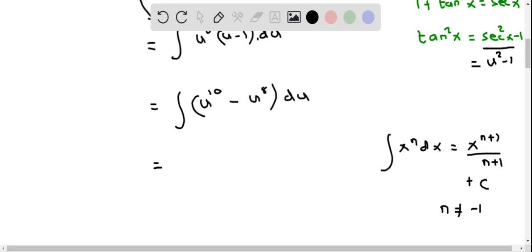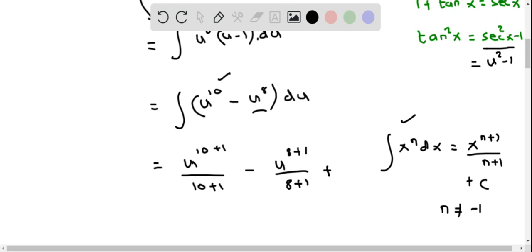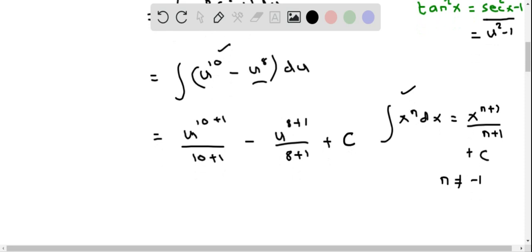So integrating this using this formula, if we integrate u to the power 10, this will be u raised to the power of 10 plus 1 divided by 10 plus 1, minus we integrate this u to the power 8 using this formula. So this is u raised to the power of, here n is 8, so this will be 8 plus 1 divided by 8 plus 1, and then we put the constant of integration c. Now let's simplify this. 10 plus 1 is 11, so it is u to the power 11 divided by 11, minus 8 plus 1 is 9, so this is u to the power 9 divided by 9 plus the constant of integration c.